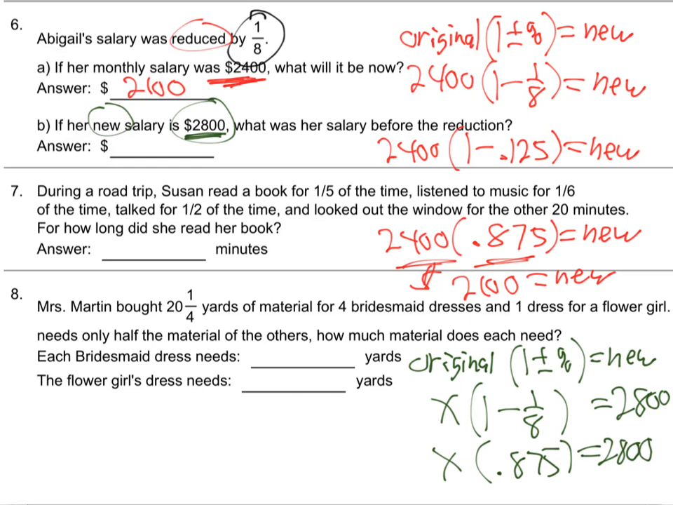And this time you would divide. We do have to divide by, if you can read that, 0.875. Somebody got an answer? 3200. 3,200 was her salary before it was reduced. All right. We did it.